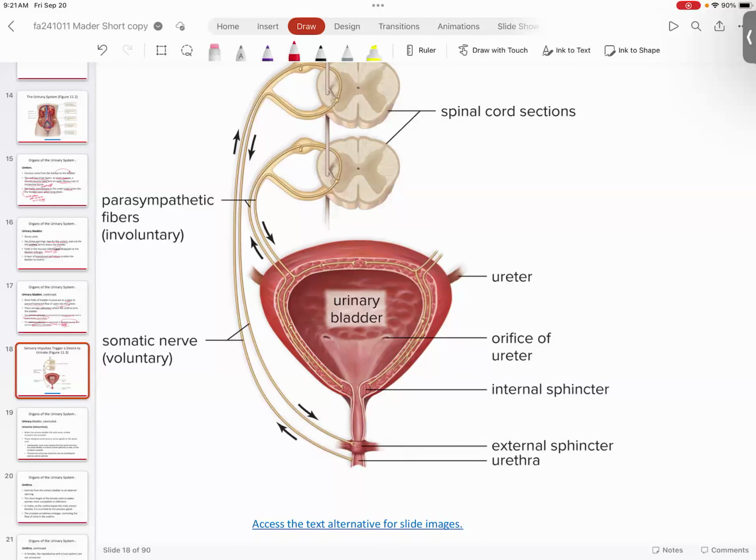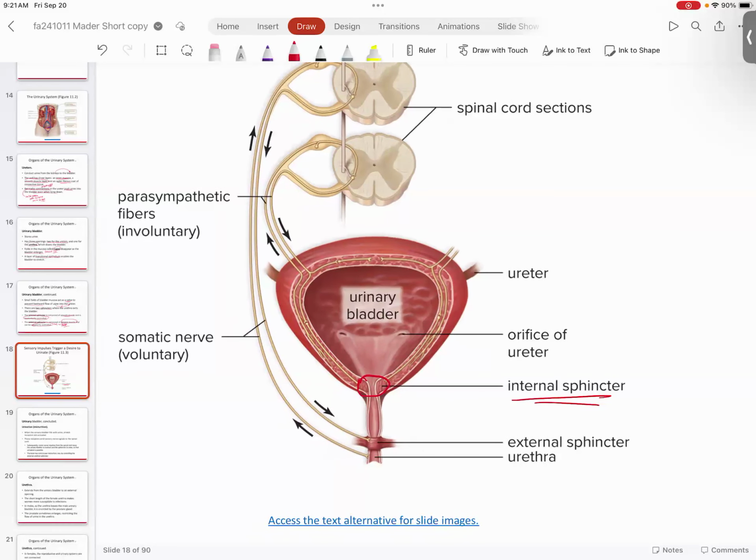So your internal sphincter, which is right at the opening of the urethra, is going to be mostly under the control of the parasympathetic or the involuntary nerve fibers, which you can see here going to the spinal cord. And so this is the relay system. It goes through this area, wraps around the bladder, the musculature wraps around the bladder, and then communicates to those internal sphincters.